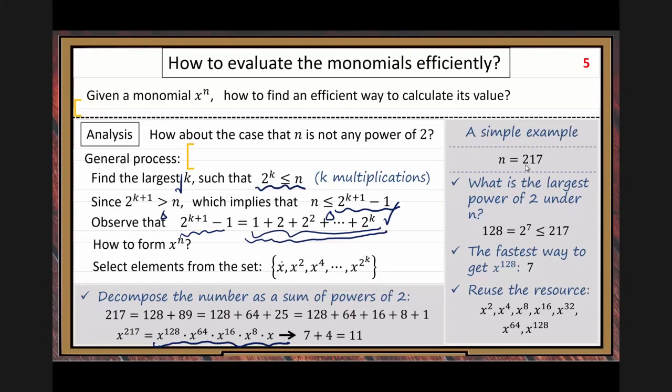Why? Because x, the first one, corresponds to x to the 2 to the 0 power. 2 to the 0, we take the exponent 0. Then 2 to the first, 1, then 2 squared, 2, and so on through k. Counting by reference, how many numbers are in this set? From 0 through k, k plus 1, right?